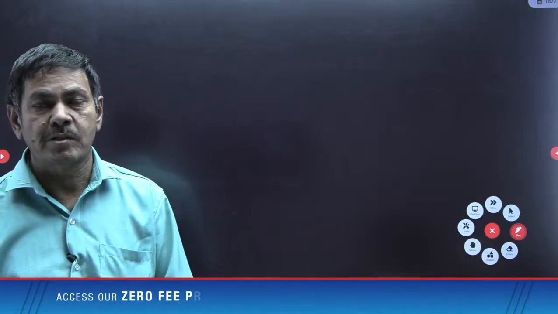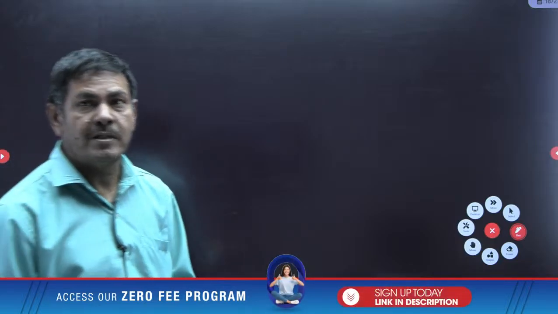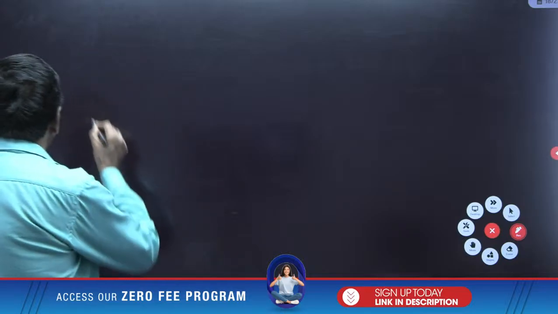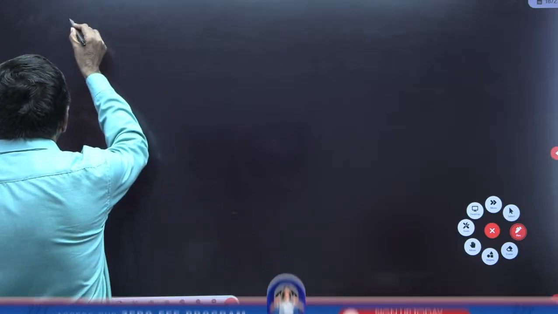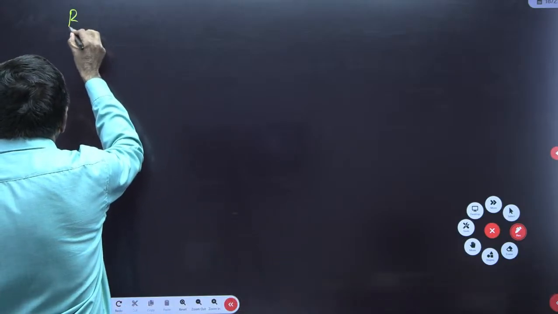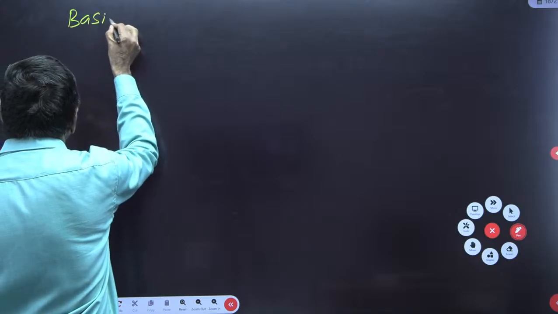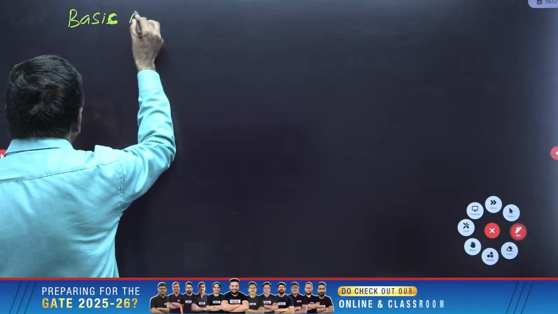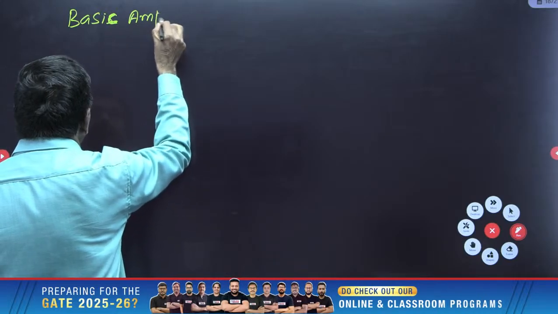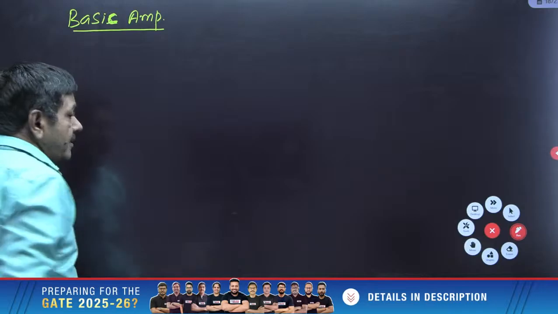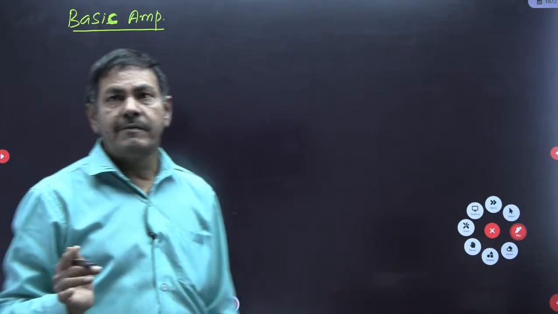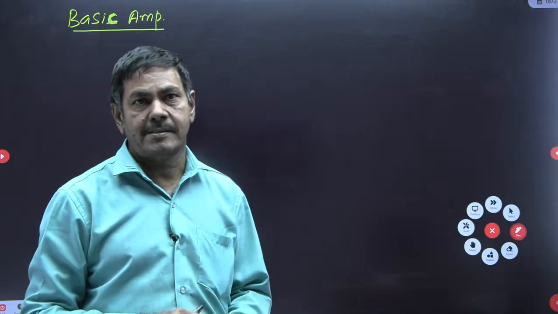It is not a theory question, it is non-numeric only. Understand my point? That means basic amplifiers will be asked sometimes in the feedback amplifiers. It is a repeated question, these are all basic amplifiers. These basic amplifiers I want to give, very, very important. You know very well there are four basic amplifiers.